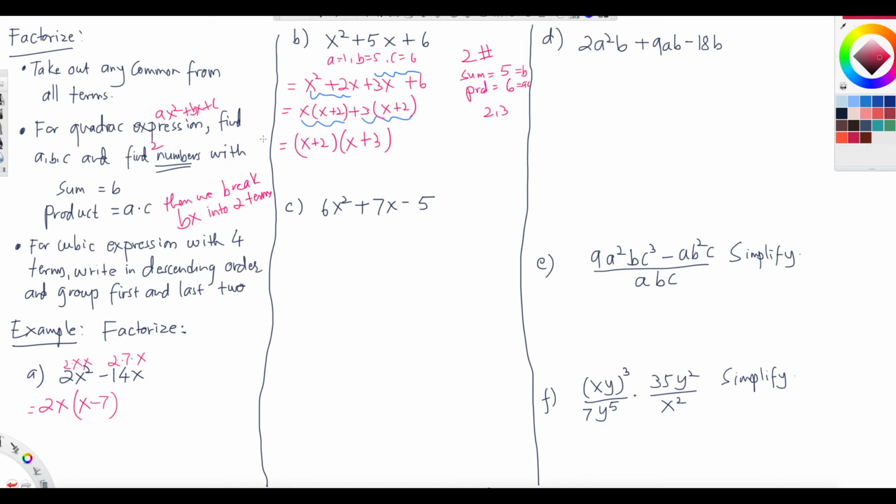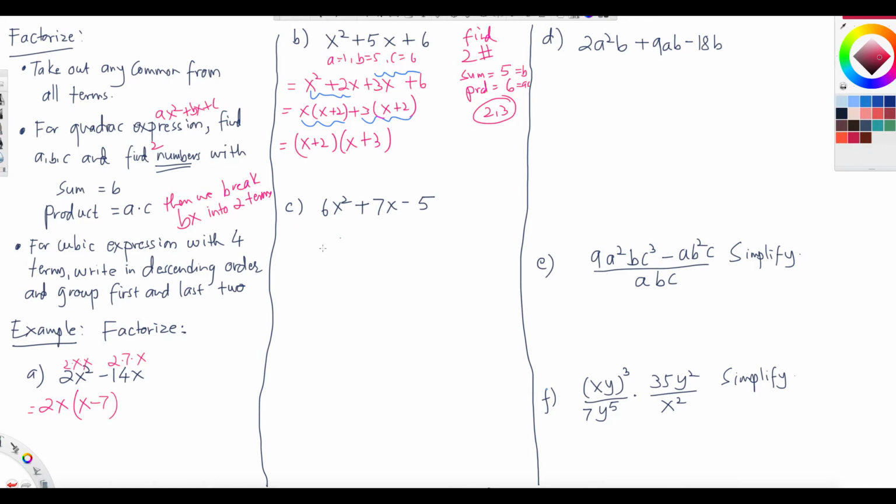See that? In the case of the quadratic expression, you find out a, b, and c, and find two numbers whose sum is b and product is a times c. That is 5 and 6 here. So those two numbers are 2 and 3. And then I broke the middle term into 2x and then 3x, and then you group the first two and the last two.